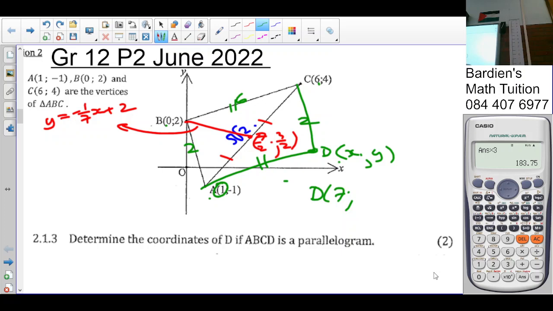So I move from B to A, I'm affecting my y. So 2 to minus 1 is 3. So that has to also drop by 3, and of course 4 minus 3 is 1. So that's the coordinates of D, which is (7, 1).